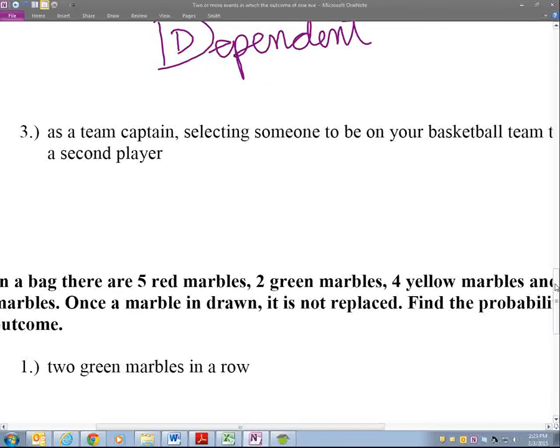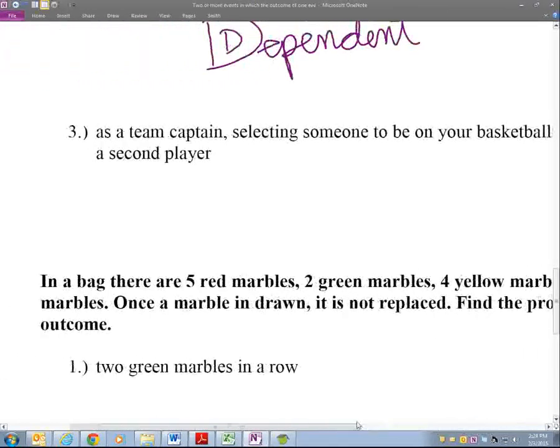Yeah. So, like, if you're changing something, it's dependent, and if you're not changing anything, it's independent? That's a really good way to look at it. Yeah, if you're not changing anything, if it's still the same situation with the same possibilities, then you'll have it.